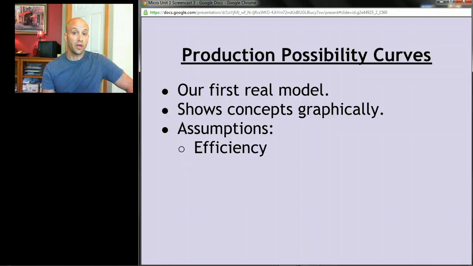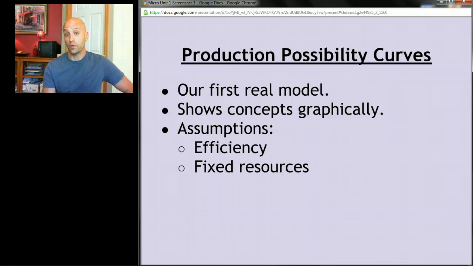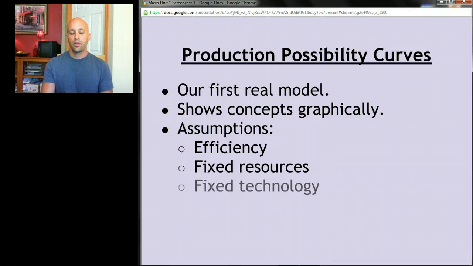First assumption we're going to make is that we are in fact productively efficient. We're producing things in the least possible cost with the fewest possible resources. Secondly, we're going to assume fixed resources, meaning that we have a certain amount of resources, and in the middle of constructing this graph, we're not going to all of a sudden discover a new planet with a new workforce and a new supply of oil and steel, etc. We're going to keep resources fixed. Third, we're going to keep technology fixed. We're not going to invent the internet or the internet version 2 in the middle of drawing our graph.